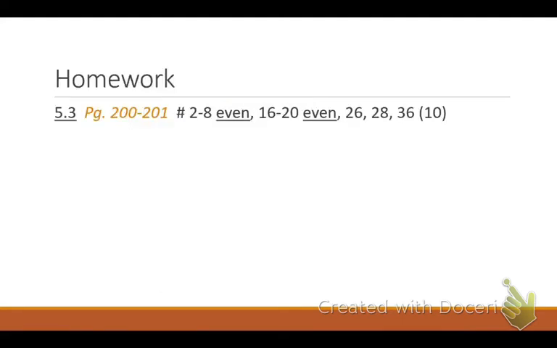So tonight you have 10 problems for your homework over 5.3. If you haven't yet, please write this down, and then you guys may get started on your homework for tonight.